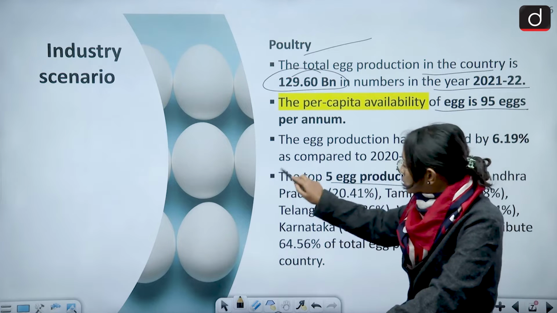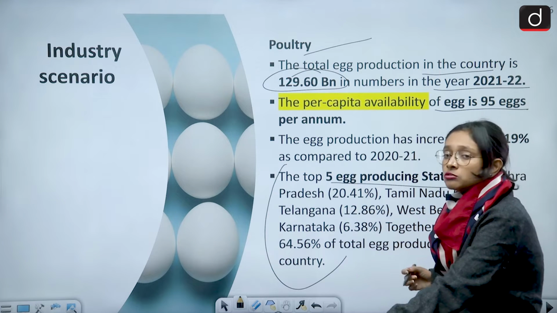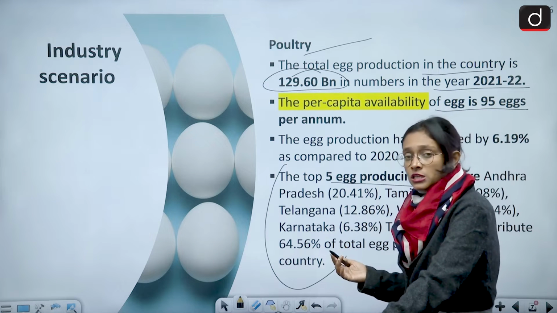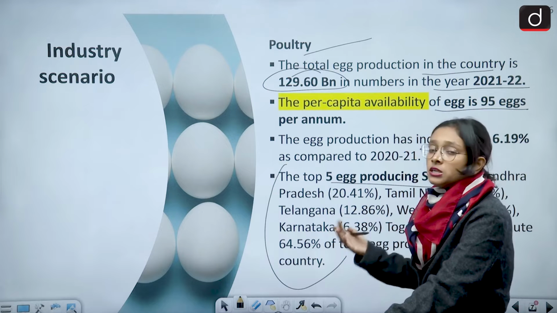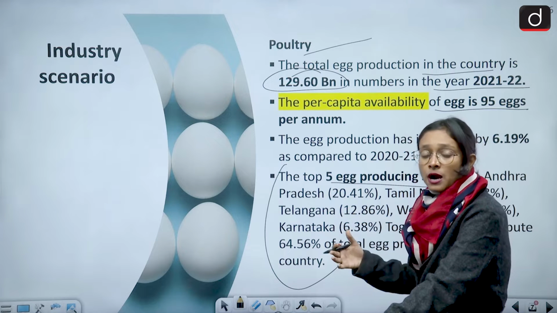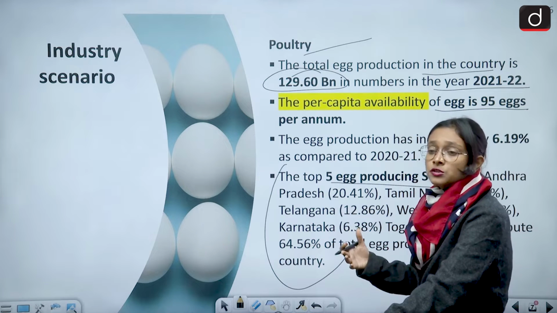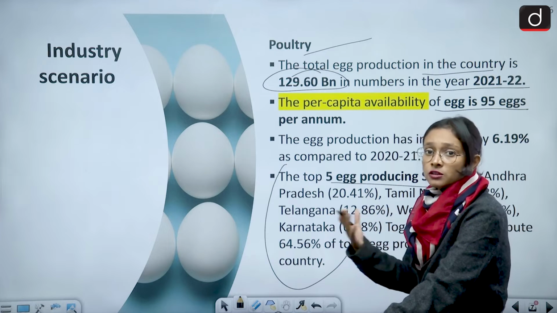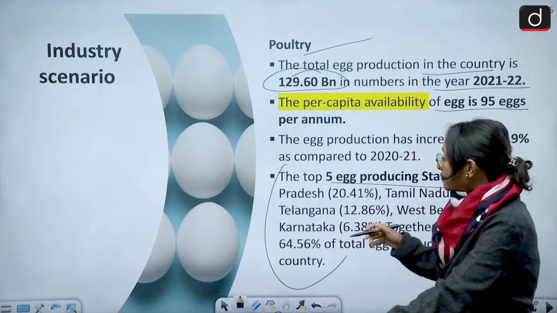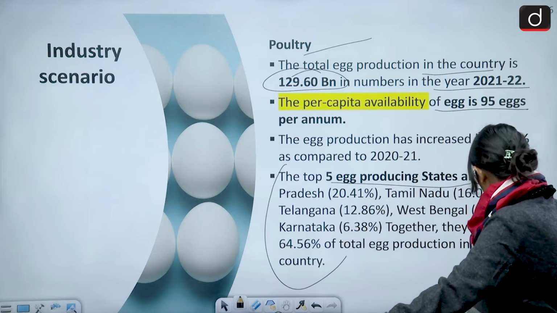So what this shows is that most of the states belong to the southern part of the country. So we need to improve the poultry industry in the northern part also, in the eastern part also, because we are the consumers all over the country. So we have to improve in this direction also. Moving to the next slide.